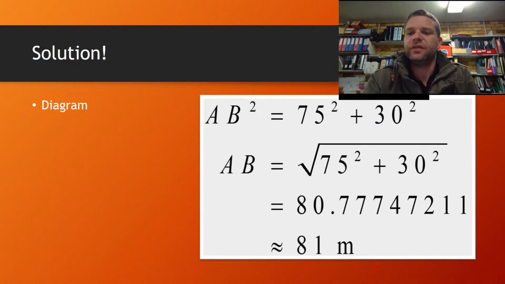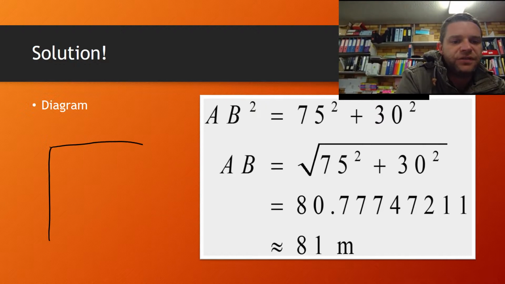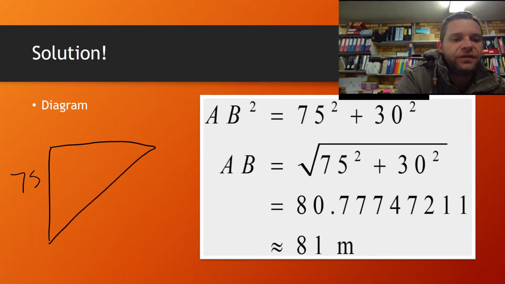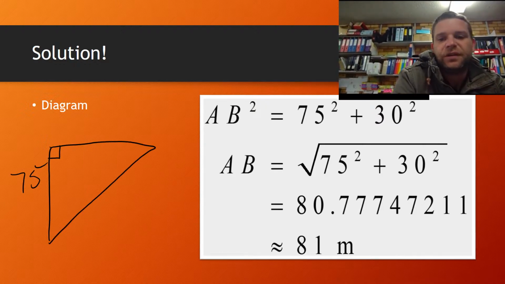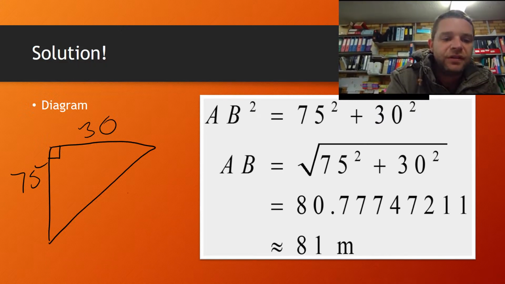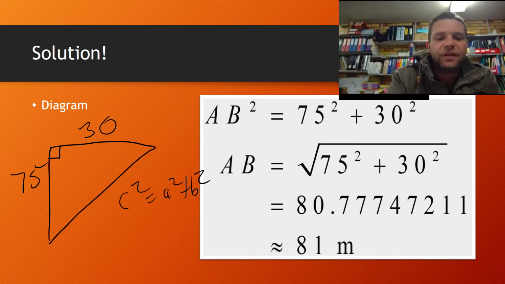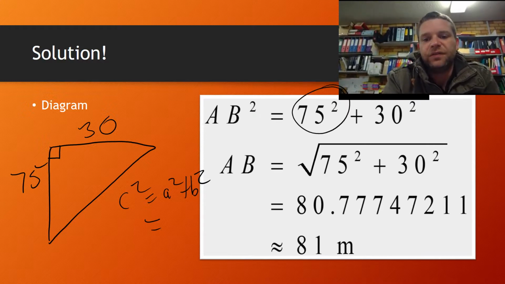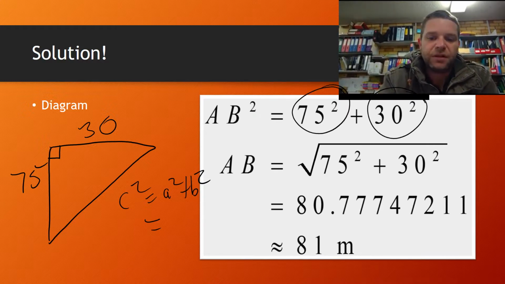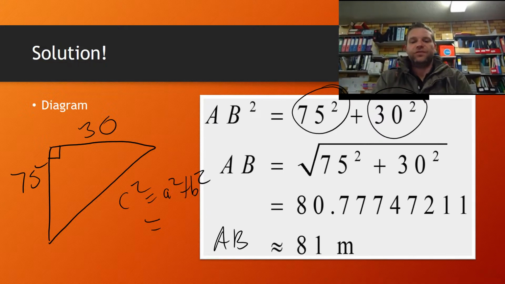But let's do a pretty picture anyway. We went up 75, right angle, and across 30. So we are using Pythag. C squared equals A squared plus B squared. And 75 squared, 30 squared, and so on. AB equals 81. Oh, I feel like I've done a lot of work there.